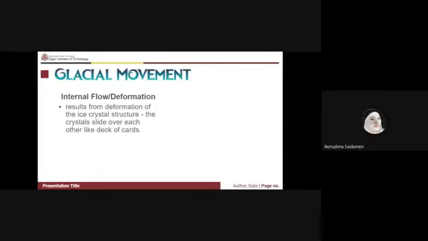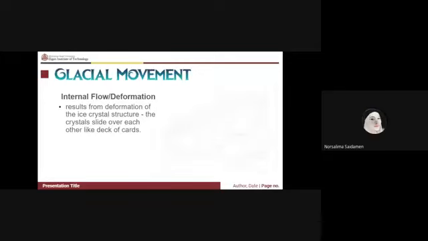This type of movement is the only type that occurs in polar glaciers, but it also occurs in temperate glaciers. The upper portions of glaciers are brittle. When the lower portion deforms by internal flow, the upper portion may fracture to form large cracks called crevasses.